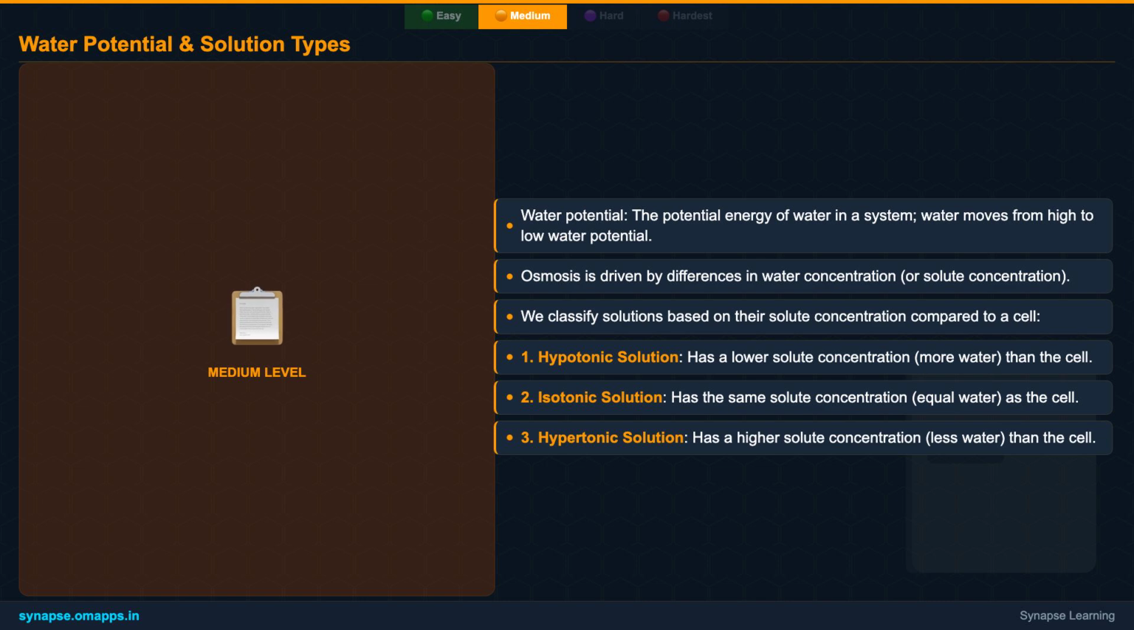We categorize solutions into 3 types based on their solute concentration relative to a cell. First, a hypotonic solution has a lower solute concentration and thus more water than the cell. Second, an isotonic solution has the same solute concentration and water content as the cell. And third, a hypertonic solution has a higher solute concentration and therefore less water than the cell. Understanding these distinctions is key to predicting how cells will react to their environment.